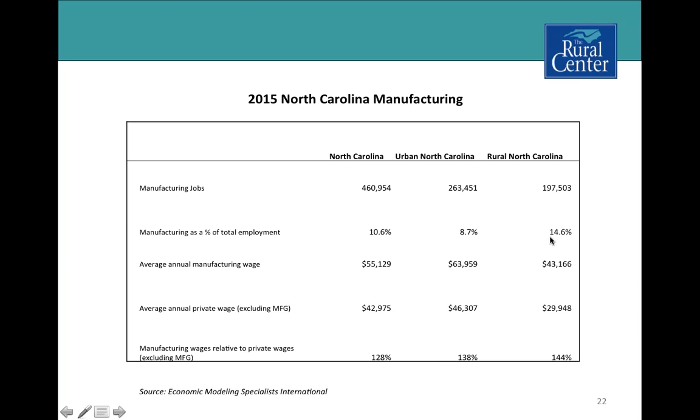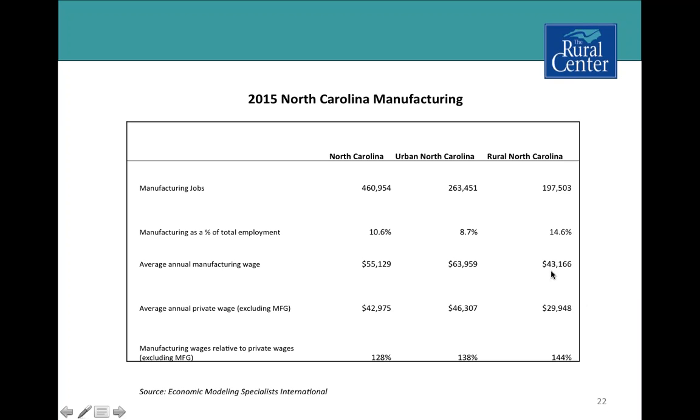So the percentage of total employment in manufacturing is 14.6% in rural North Carolina compared to only 8.7% in urban North Carolina. So there's quite a concentration of employment still in rural manufacturing in North Carolina. And again, the national average I think is about 8.5%. So there is that dependence there.